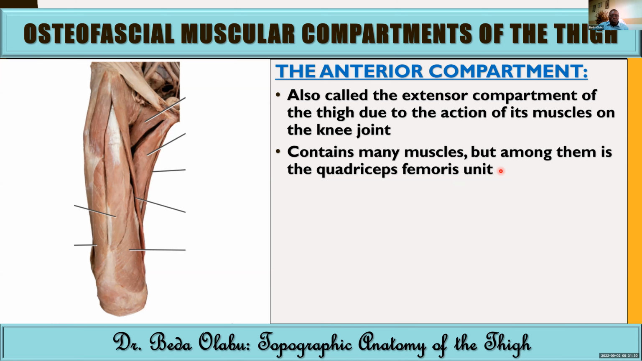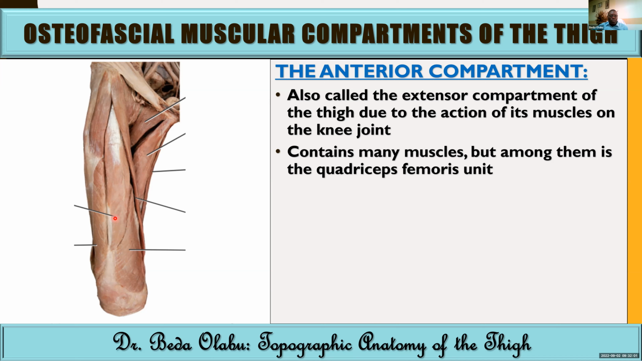Out of those four muscles, only the rectus femoris crosses the hip joint. So the vasti do not cross the hip joint. That means they only act at the knee, but they cannot act at the hip joint. But in principle, they're the ones which mainly cause extension at the knee, and that is why we call this compartment the extensor compartment of the thigh.